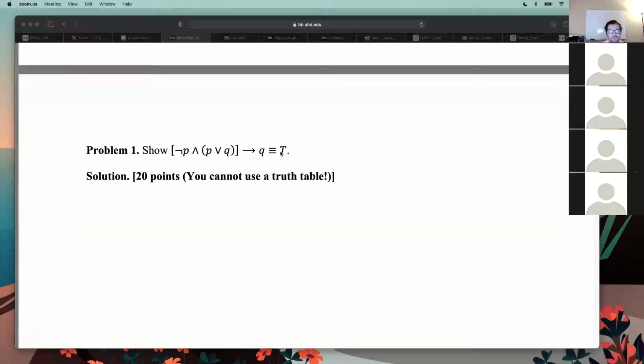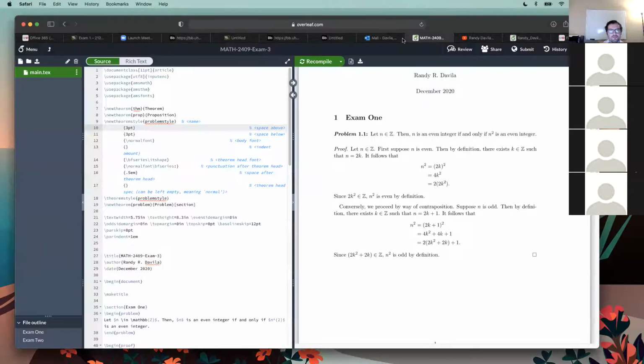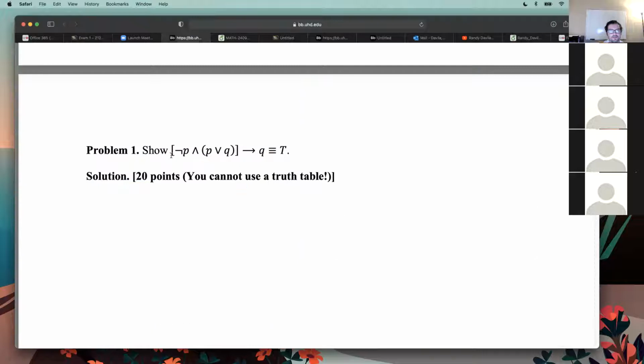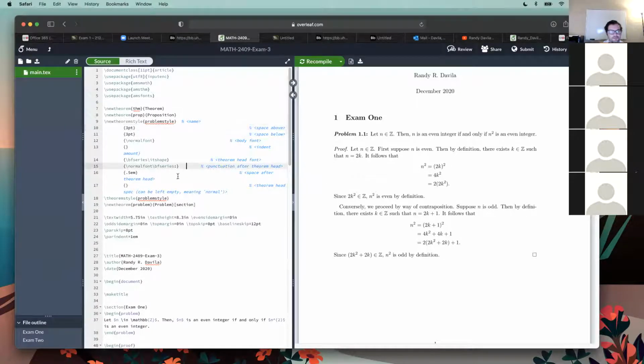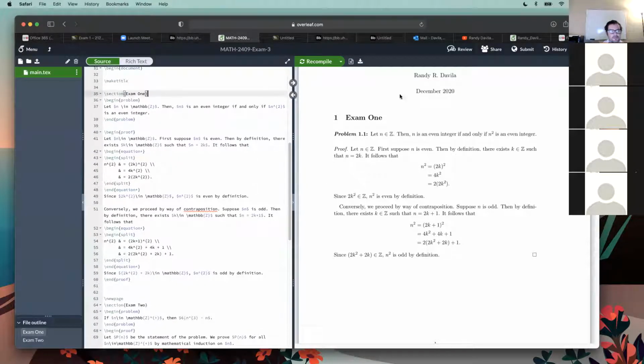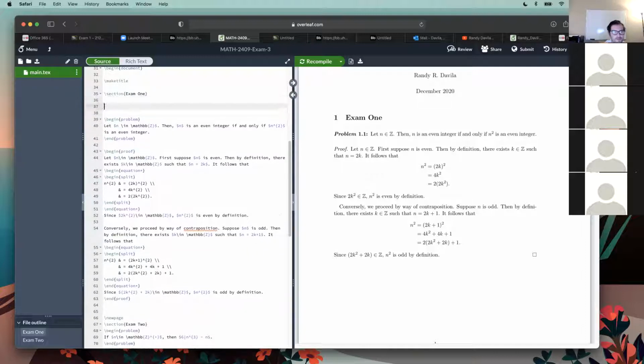Okay, some more people are showing up, so let's go ahead and look at typing out a solution to exam 1. All right, so here's the problem. Let me just move this over here. I'm going to go to my exam 1 section and then say begin problem.